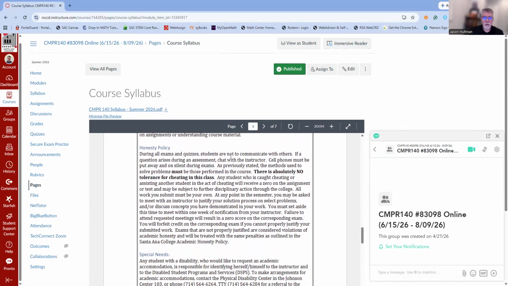During all exams and quizzes, students are not to communicate with others. If a question arises during an assessment, chat with the instructor. Cell phones must be put away and on silent during exams. As previously stated, the methods used to solve the problems must be those performed in the course. It is easy to tell if something is outside of the course that you're using.